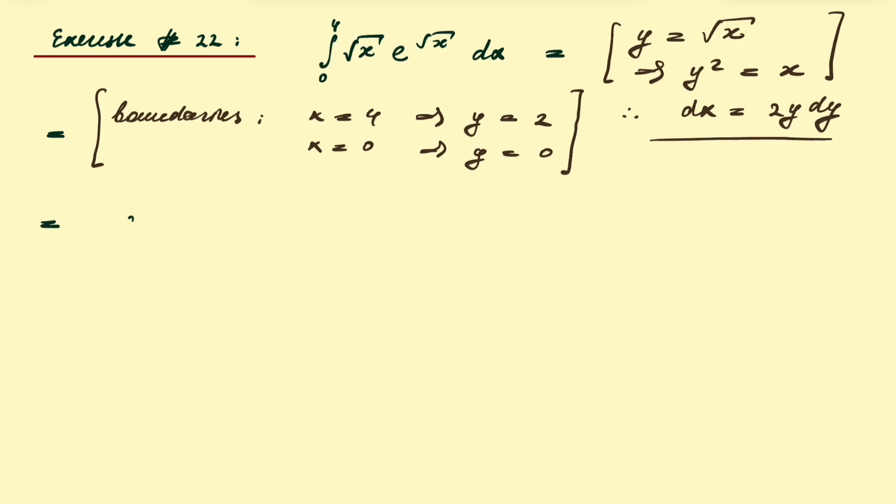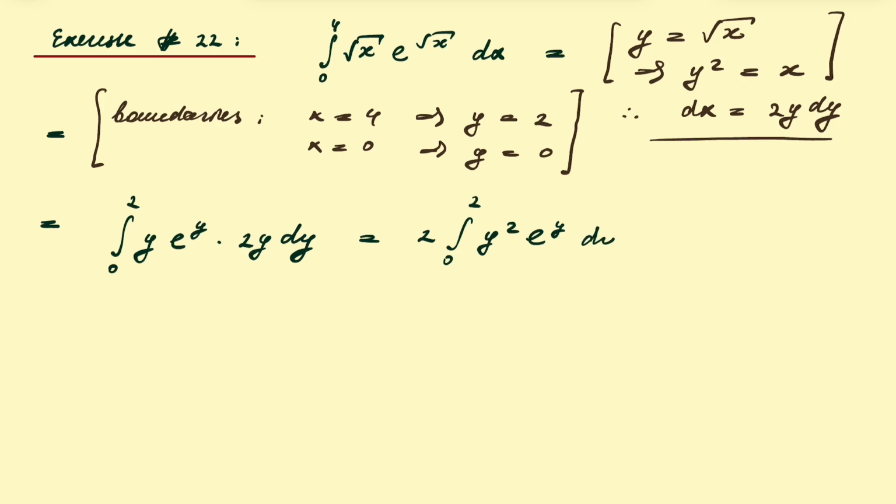Therefore, our integral converts to an integral from 0 to 2 of, well, square root of x is y, so y times e to the square root of x, like e to the y, and dx is 2 times y dy. We multiply this by 2 times y dy. Here we are. Now, since 2 is a constant, we can write it outside of the integral. It will be 2 times the integral from 0 to 2 of y squared times e to the y dy. Great, now we have what we wanted.